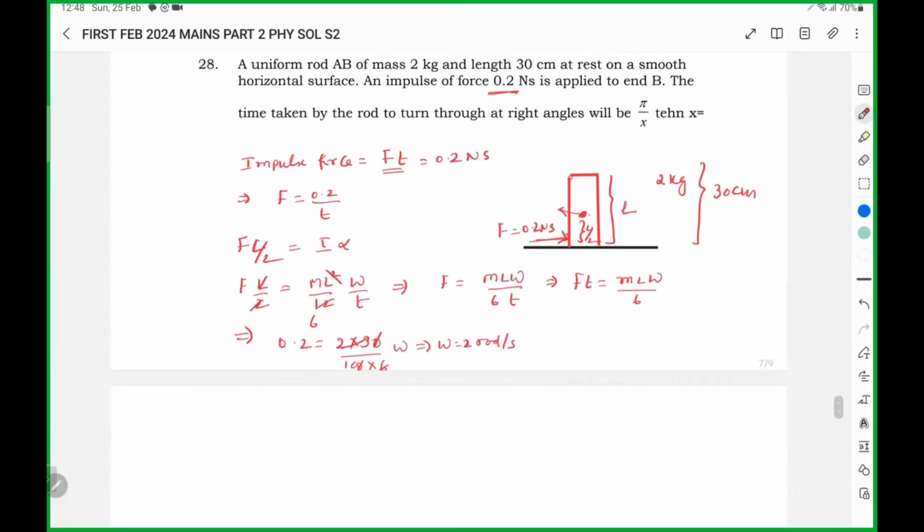So the time taken to turn through 90 degrees: here it is an angle, so theta becomes omega t. Here omega is constant angular velocity, angular acceleration 0, so 2 into t. The angular displacement is pi by 2, which is 2t. So t becomes pi by 4, from here you can say the x value is 4.